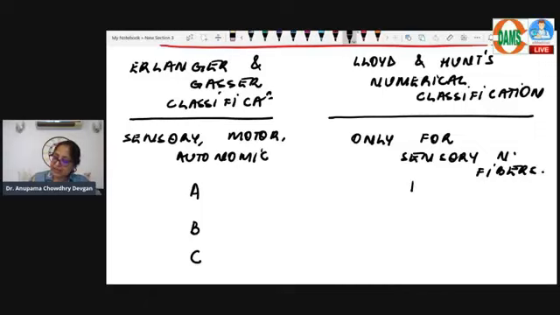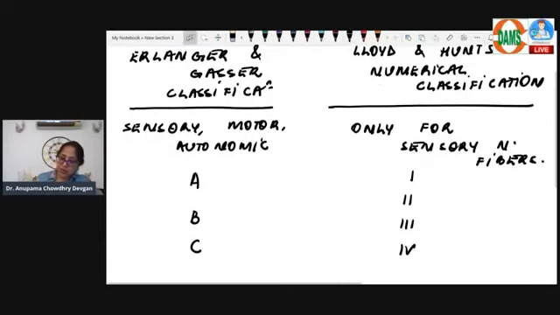And in Lloyd and Hunt's numerical classification, the nerve fibers are divided into type 1, type 2, type 3, type 4. Remember, Lloyd numerical classification is only for sensory neurons. It is not for the motor fibers. You cannot use numbers for motor fibers. Numerical classification is only meant for sensory.